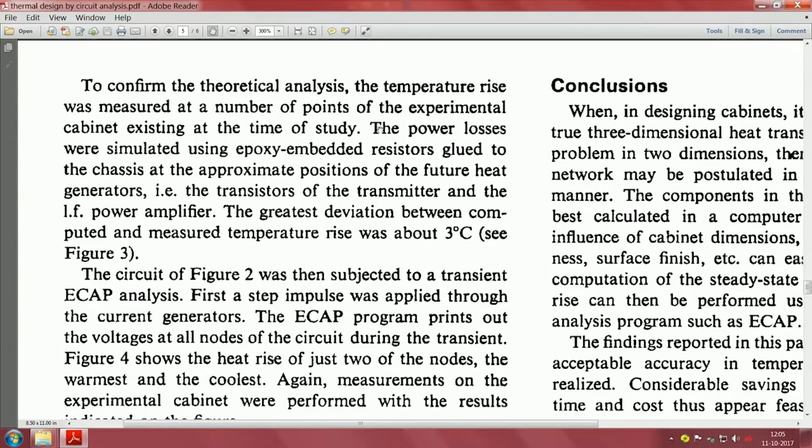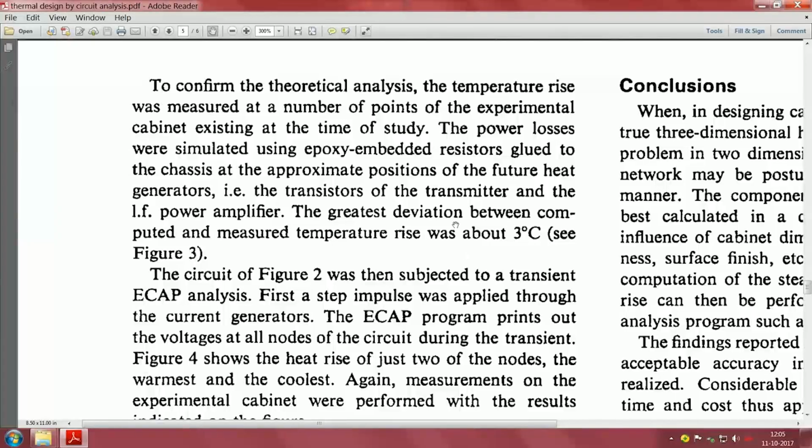you have seen this here. To confirm the theoretical analysis, temperature rise was measured at a number of points in the experimental cabinet existing at the time of study. The power losses were simulated using epoxy embedded resistors glued to the chassis at the approximate positions of the future heat generators. This was the way everybody was working at that time.